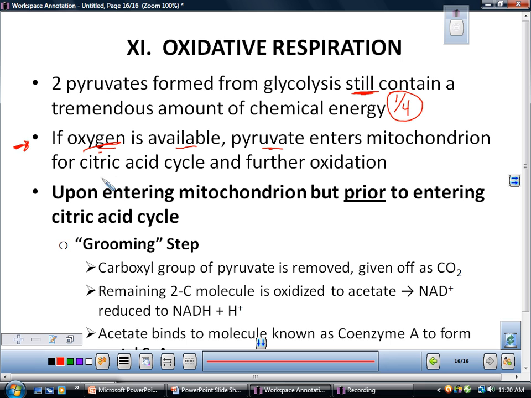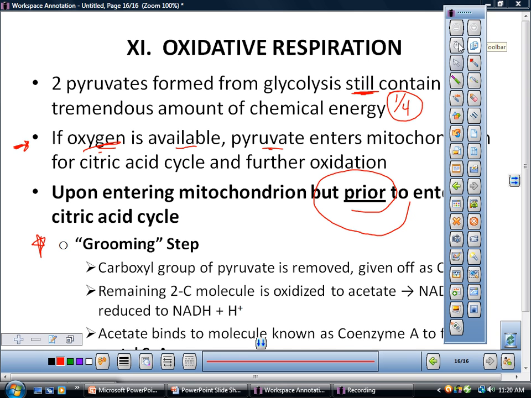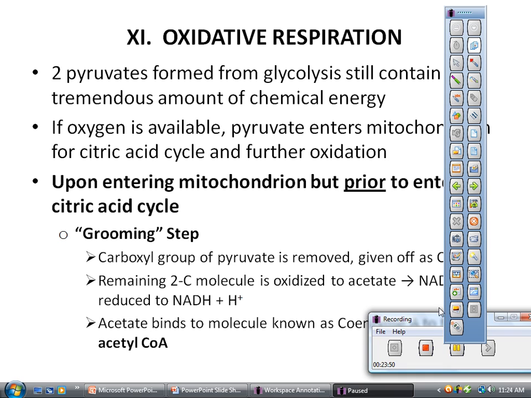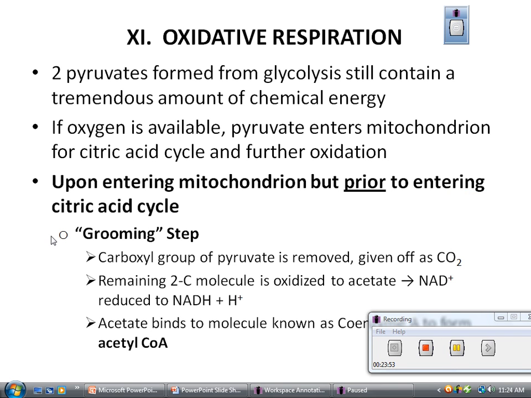But before we can get to those 2, there is something called a grooming step. Upon entering the mitochondria, right as it gets inside, but prior to going into the citric acid cycle, we're going to do something called grooming. It's a grooming step, and that's where we're going to change these pyruvic acids a little bit by grooming them. This is actually really critical because it's prior to the citric acid cycle.